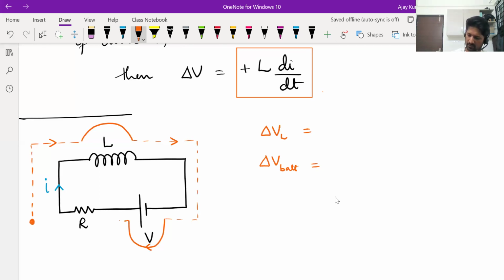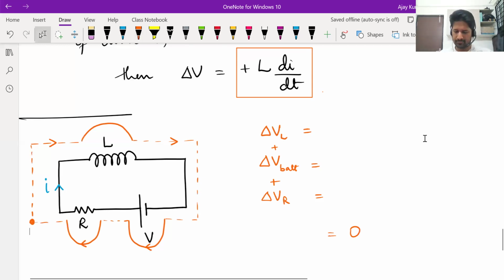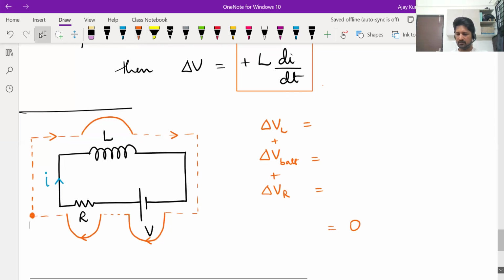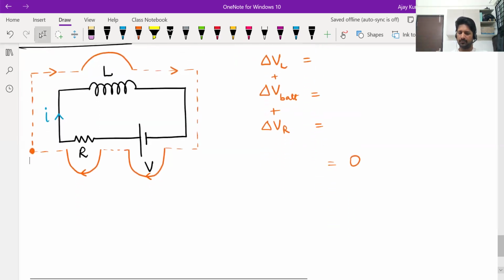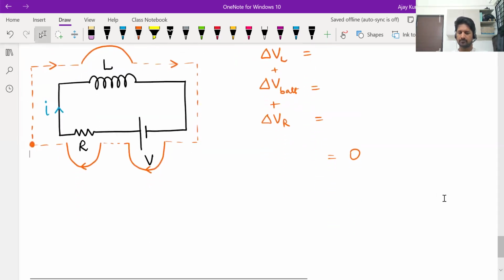Next, continue moving along the loop. The next element you come across is the resistor, and you are moving across the resistor this way. Write the potential change across the resistor. Add all three and equate it to 0. That will become the KVL equation for this loop. Okay, do this all of you. Just write the KVL equation for this loop.